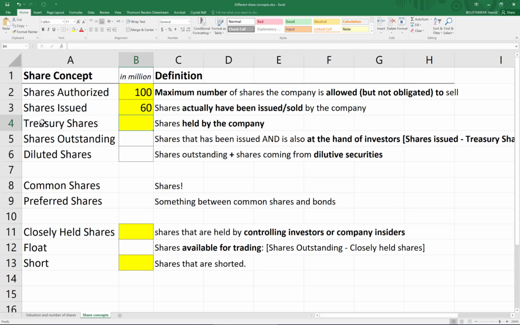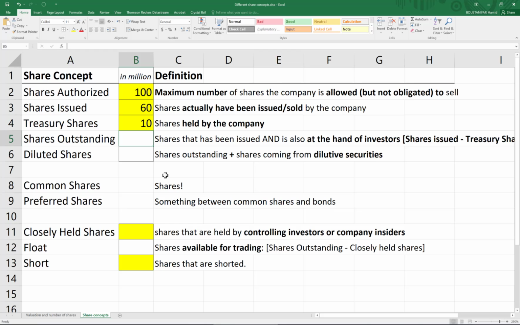Okay, and then occasionally, and for some companies very often, the company buys back shares from investors, and those are called treasury shares if they are kept on the books of the company. Imagine that this is 10 million. So this is the 10 million shares that have been bought back by the company.